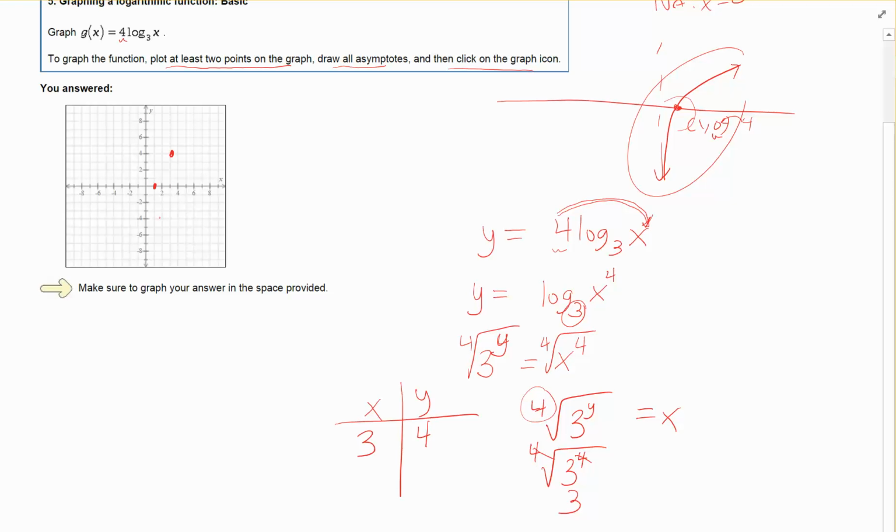ALEKS then requires you, after you plot the points, to draw your asymptote. So I'm going to sketch this vertical asymptote at 0 since it didn't move anywhere, and then I click the graph icon. The graph icon on ALEKS looks like this, where you have these little dots, little X's on the graph of the logarithm. You just click on that button and it's going to connect the dots for you, and then you can finish your graph.